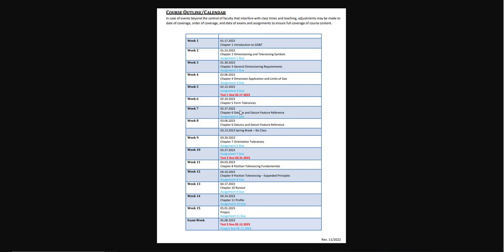And then chapter 6, we're going to take a couple weeks on chapter 6 because understanding datums and how to apply datums and datum features and how to interpret datum features and set the proper precedents, it really sets up the course for what we're going to be talking about the rest of the class once we get through the datums. And then that sets up spring break for us. And then we're going to go into the other types of geometric tolerances of orientation, positional tolerancing, a little bit more on positional tolerancing, runout tolerances, and then finally profile tolerances.